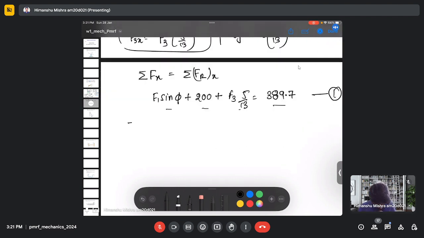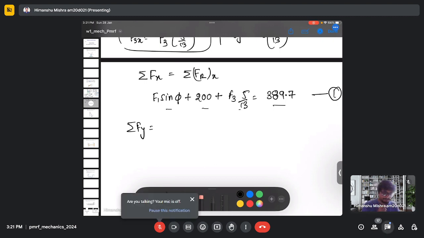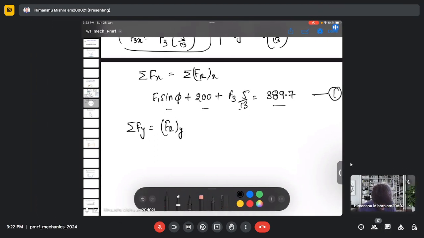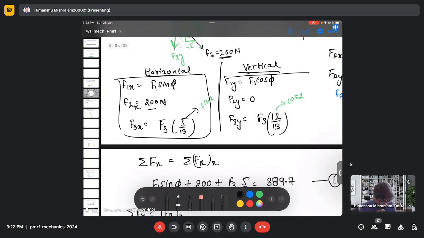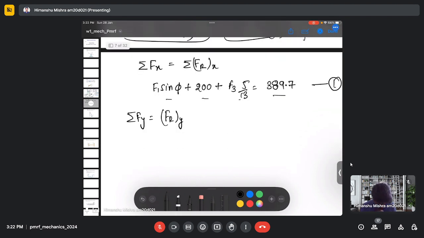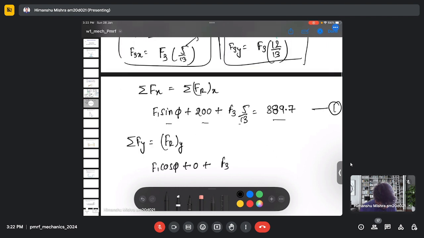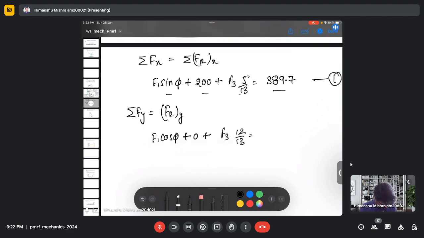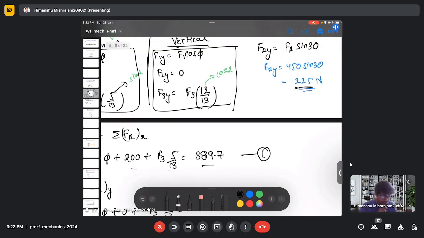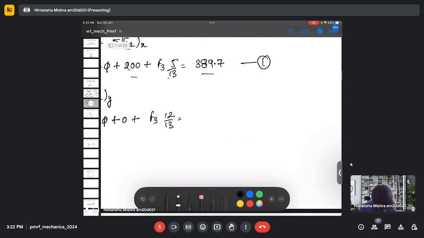Now the same thing I can do with the y-axis. So my summation of all forces for the y component is equal to my resultant force in the y direction. So again I need to club all these forces, I need to do the summation of all these forces. So it will be F1 cos phi plus 0 plus F3 12 by 13 equal to my resultant force in the y direction, which is 225 Newton. And this is my equation 2.